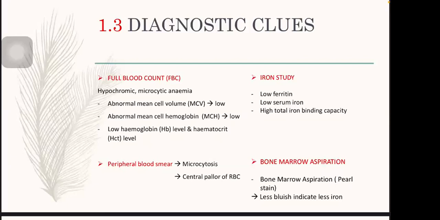It shows that the level of ferritin and serum iron is low, and it also shows a high total iron binding capacity. This is due to disruption of the iron supply and iron store depletion. Next, bone marrow aspiration, or Perls stain, may be diagnostic of iron deficiency, but has been largely displaced in diagnosis by the serum iron, total iron binding capacity, and also ferritin testing.